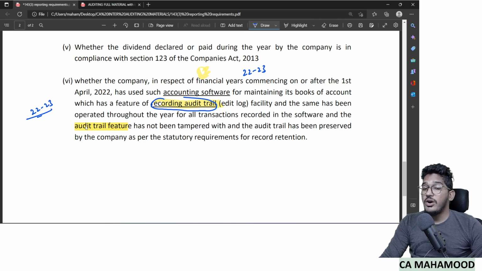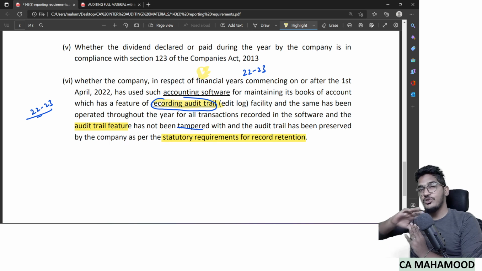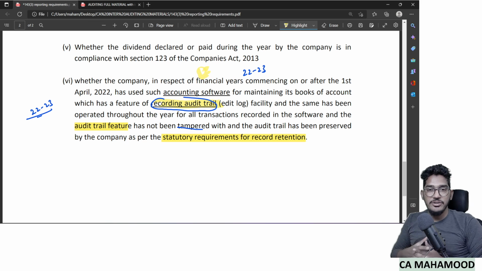And also, whatever audit trail has been recorded in the software, that should not be tampered with, that should not be altered, that should not be changed, that should not be deleted. Audit trail should be kept as it is without any changing option. And also, audit trail has to be preserved by the company as per the statutory requirements for record retention.